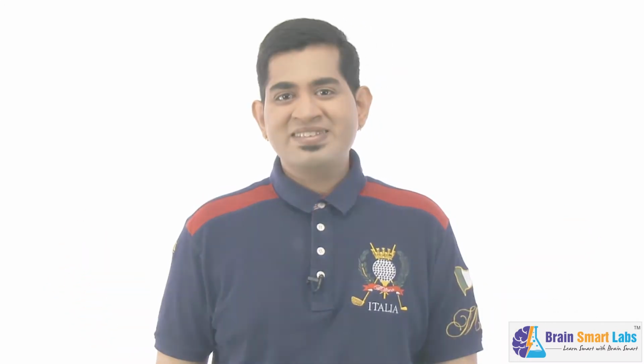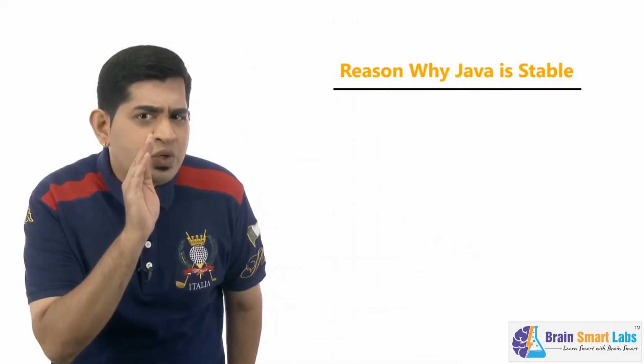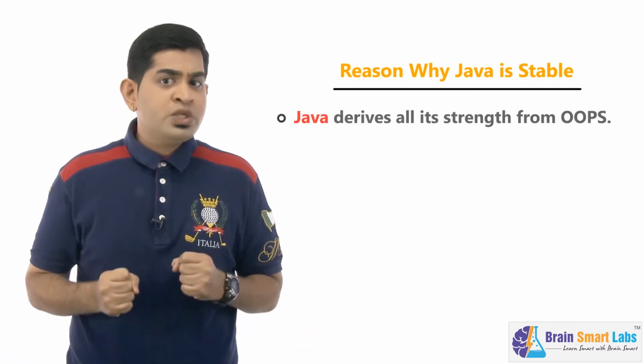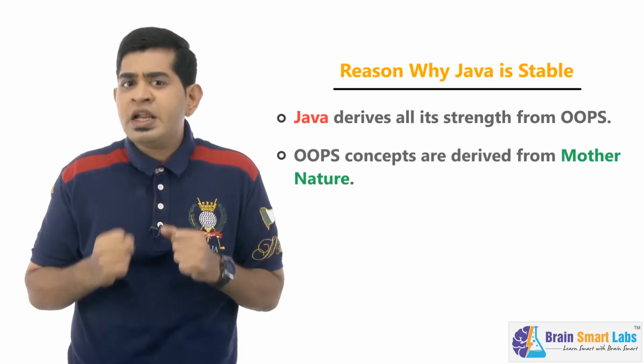Yesterday we kickstarted OOPS with a grand opening. Honestly speaking, OOPS in general is not that difficult to understand. Oh really? It is very easy as it follows all the properties of Mother Nature. Founders of Java have embedded the concepts of nature so brilliantly, it has been almost 25 years and still Java is unshakable in today's software industry. Wow! The reason why it is more stable is because it derives all its strength from OOPS, whose concepts are directly derived from Mother Nature.